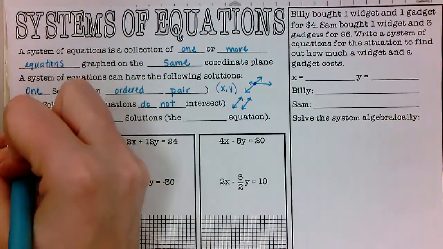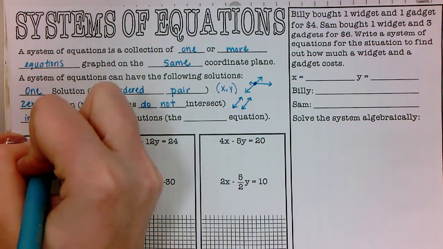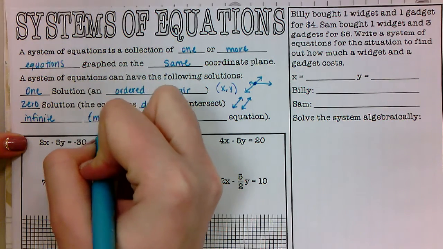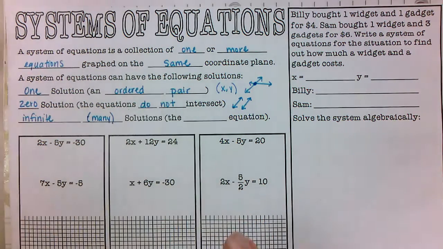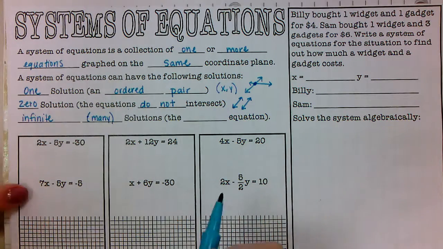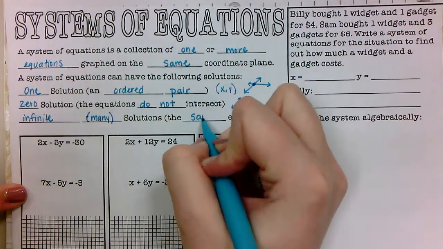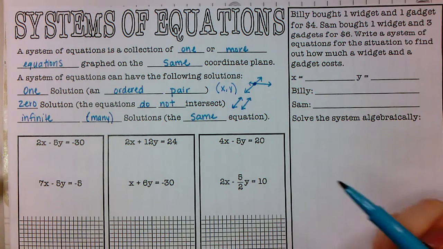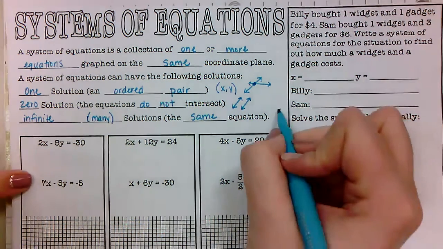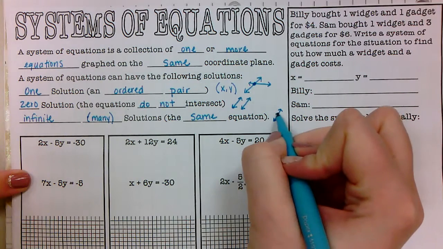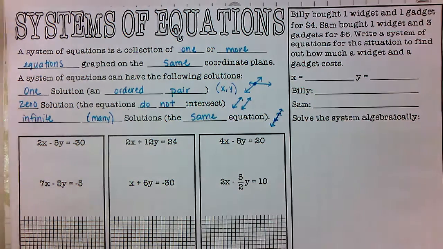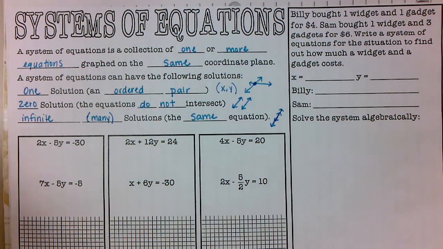Or it can have infinite solutions, also known as many solutions, which is the same equation, which literally means every single point that one equation has, the other equation will also have. So if you had a line here and then you graphed another line here, all of these points are going to be on both equations. They're going to have a million solutions. They've got the same ones.